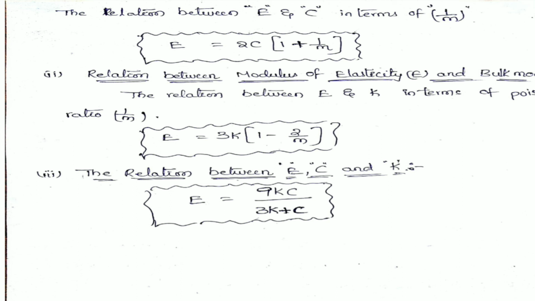Next important relation, the relation between modulus of elasticity E and bulk modulus K in terms of Poisson's ratio: E is equal to 3K times (1 minus 2 by m). This is another most important formula. Finally, the relation between E, C and K: E is equal to 9KC by (3K plus C). These are the most important formulas about simple stresses and strains. Thank you.